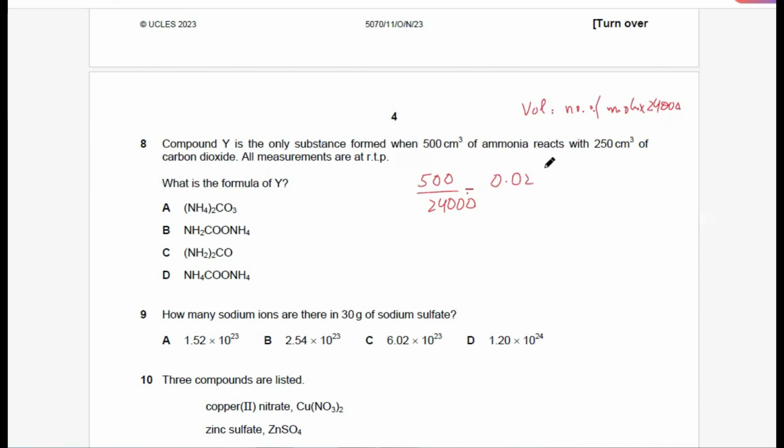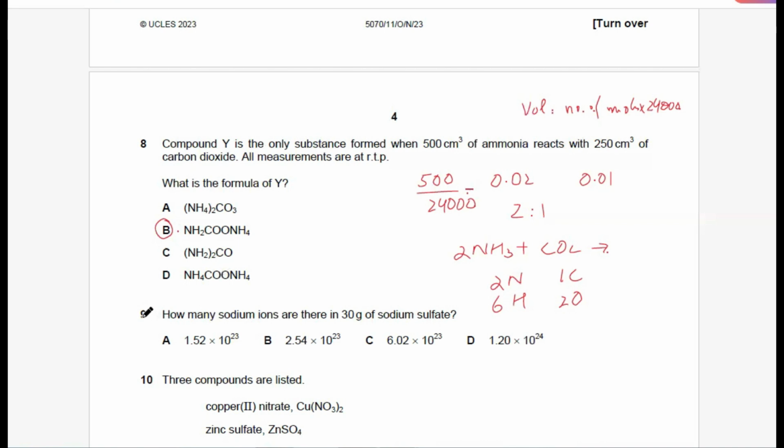And for 250 cubic centimeter, 250 divided by 24,000, so it is 0.01. So we can see it is 2:1. It means 2 moles of ammonia and 1 mole of carbon dioxide react. Now you can see it's 2 nitrogen atoms, 6 hydrogen atoms, 1 carbon, and 2 oxygen. Now you have to check which one has 2 nitrogen, 6 hydrogen, 1 carbon and 2 oxygen. So only this one is the correct answer.